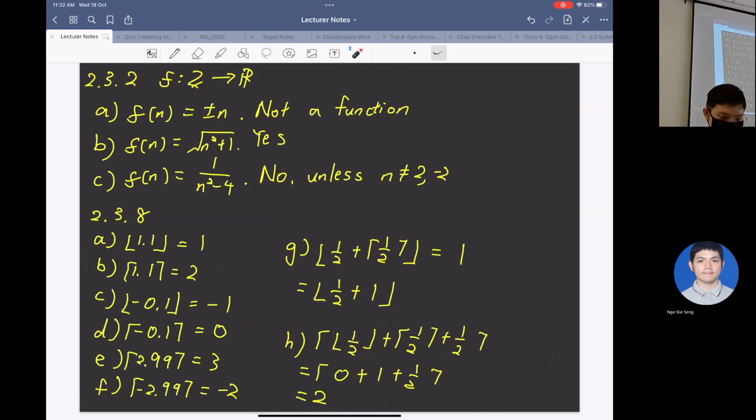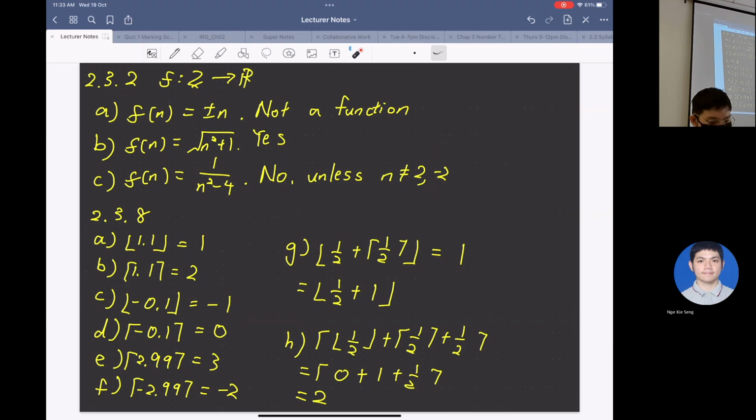2.3.2. So decide whether these are functions or not. First one, f(n) equal to plus or minus n. It's not a function because one number gets sent to 2. Don't know which one to send. The second one, n to square root of n squared plus 1. Right. So this is a function.